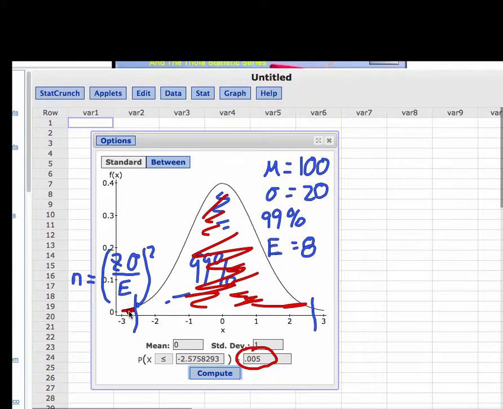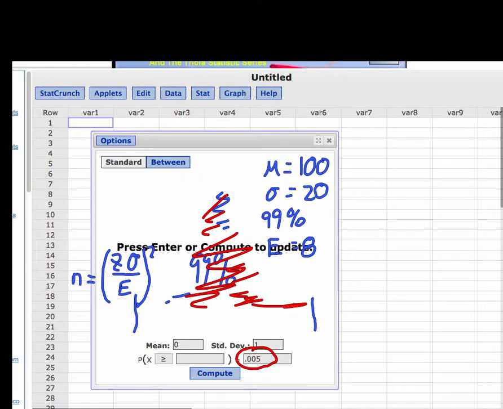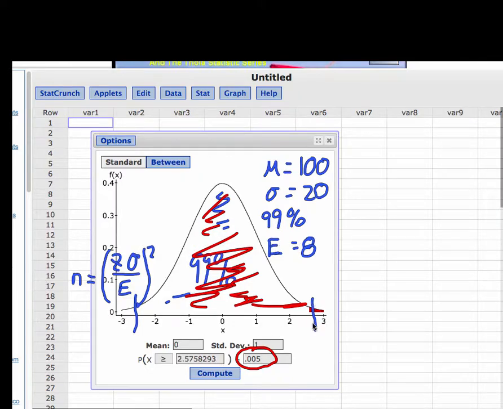We would need that to the left of this value here, and then we could change this to greater than, make this 0.005, and we wind up with this upper value, which again is going to be 2.576 because the normal distribution is symmetric. So we have minus 2.576 to the left here and positive 2.576 to the right.